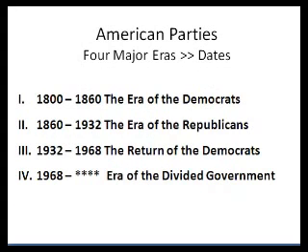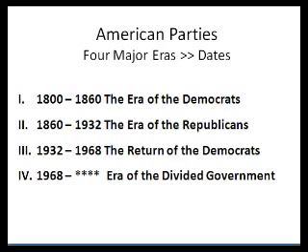In the first of these periods, from 1800 to 1860, the Democrats won 13 of 15 presidential elections. They lost office only in the elections of 1840 and 1848. In the second era, from 1860 to 1932, the Republicans won 14 of 18 elections, losing only in 1884, 1892, 1912, and 1916.